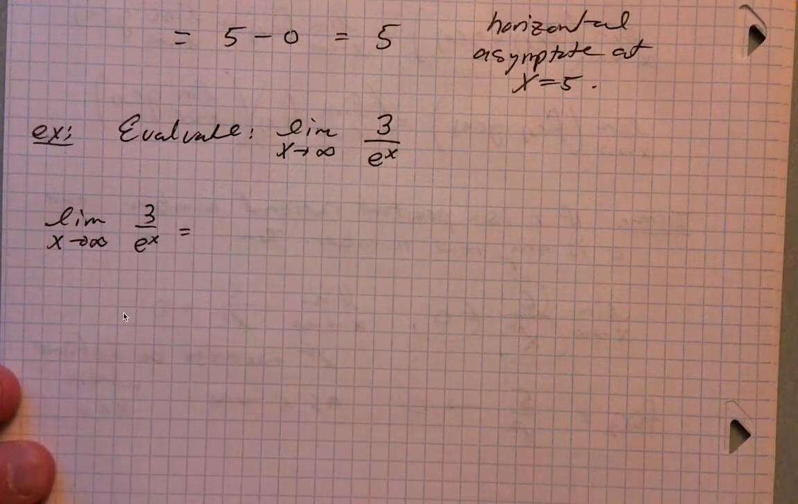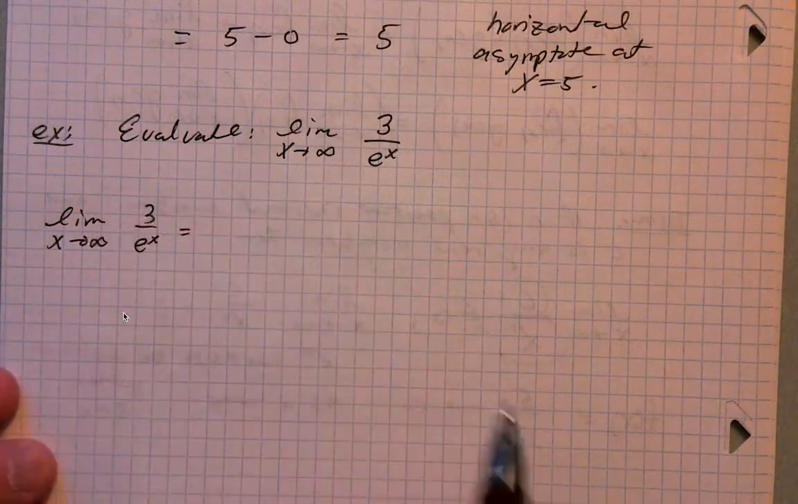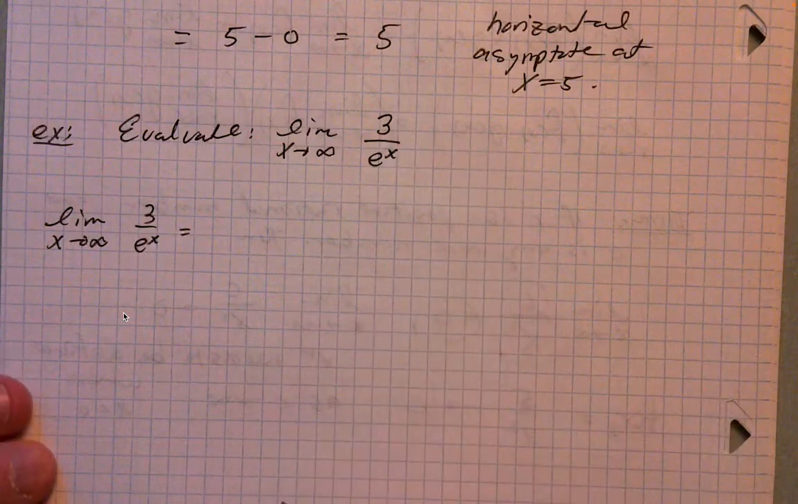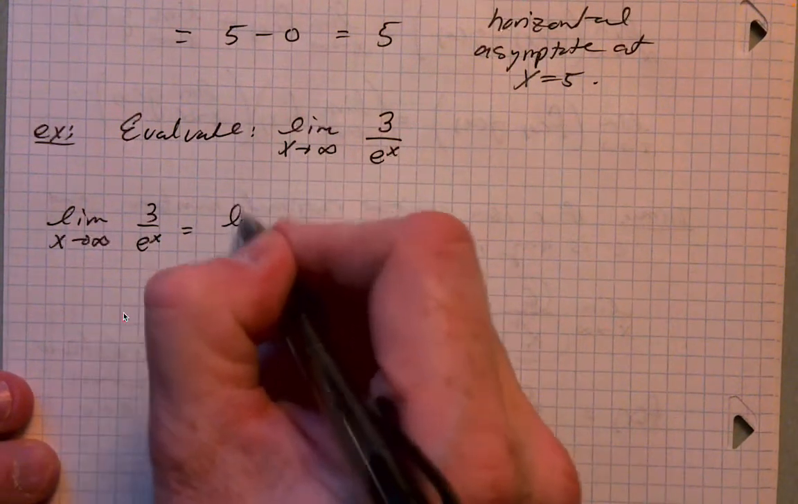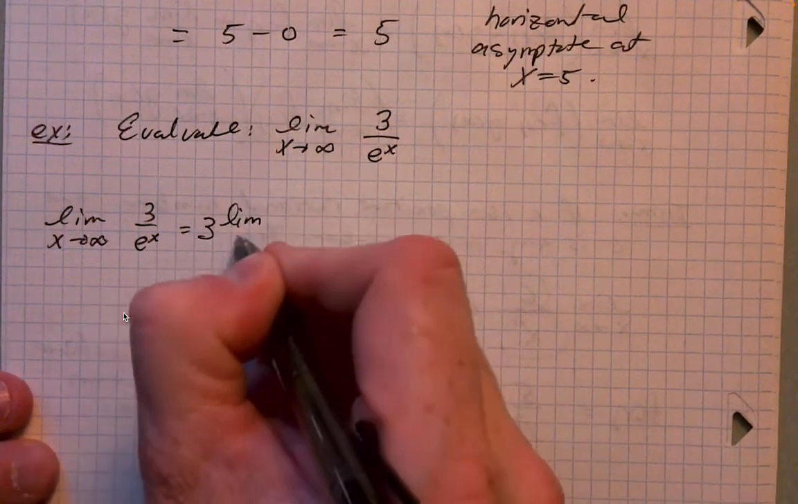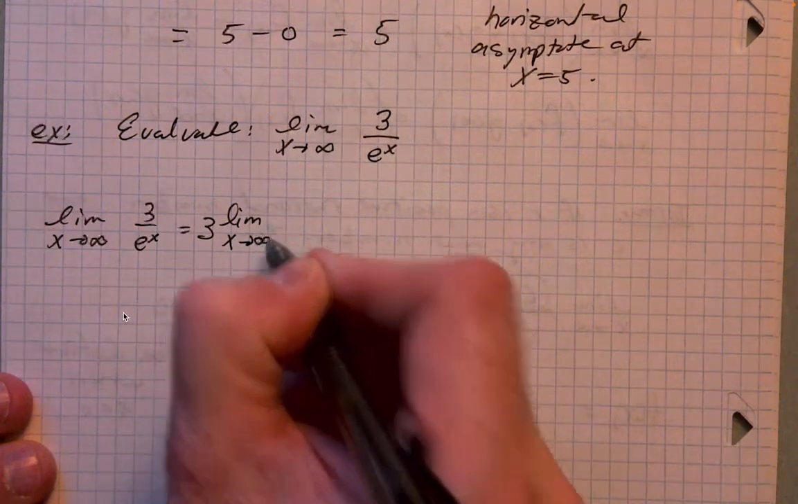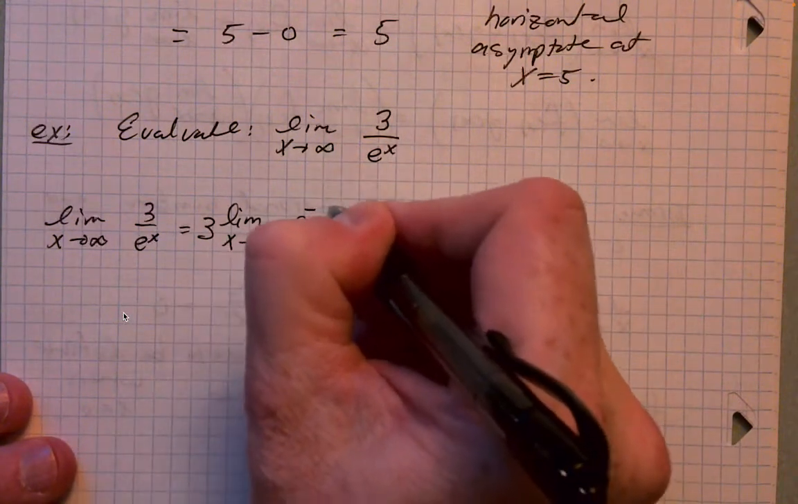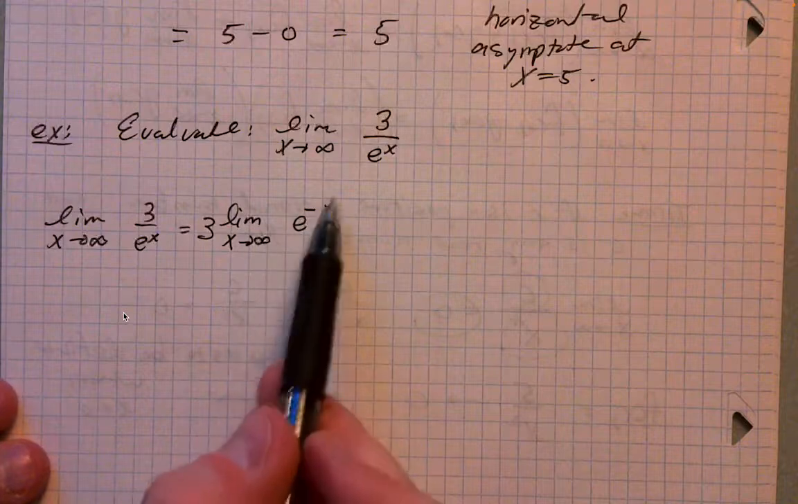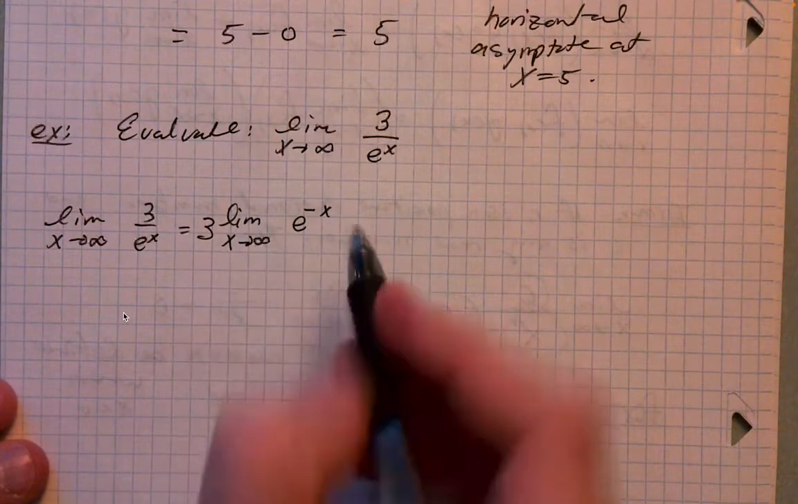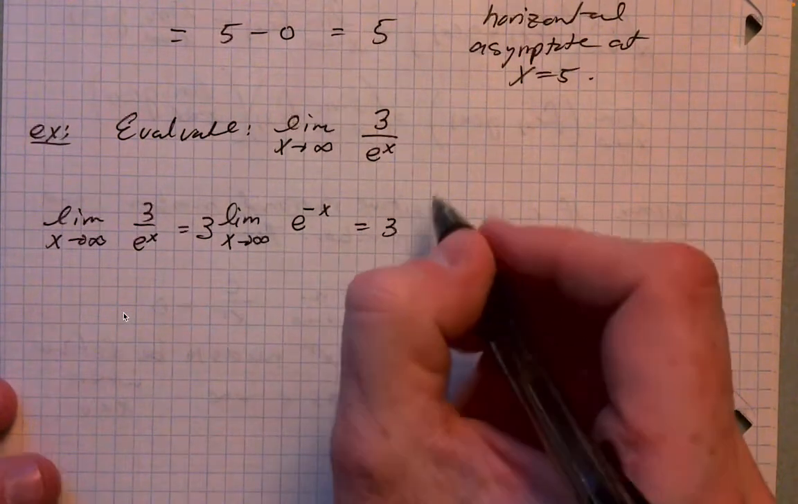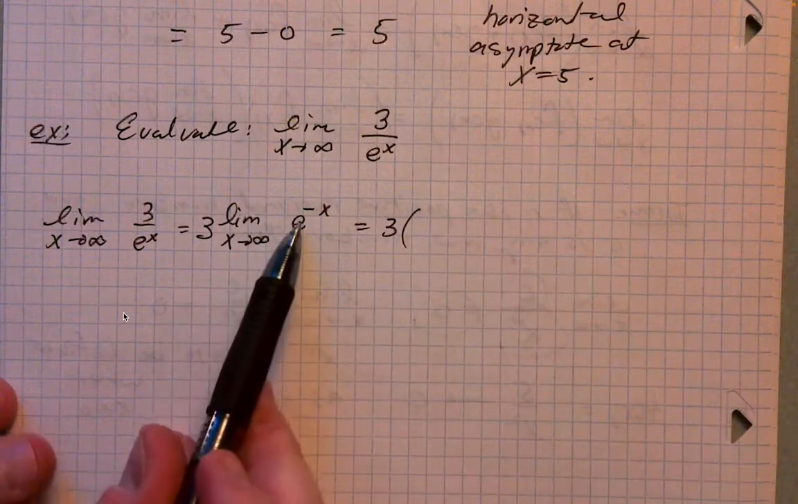Well, you could leave it like this and it's fine, but if we want to explicitly make use of the theorem we just talked about, you could obviously notice that this is equal to 3 times the limit as x approaches infinity of e to the negative x, right? And so this is going to be 3 times, I mean, what's going to happen here, right?